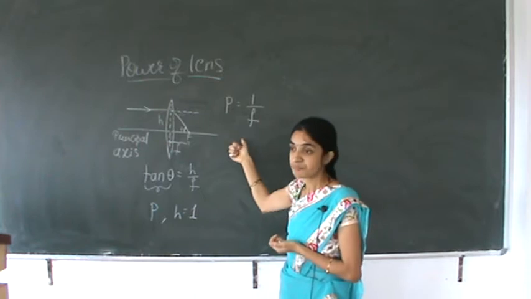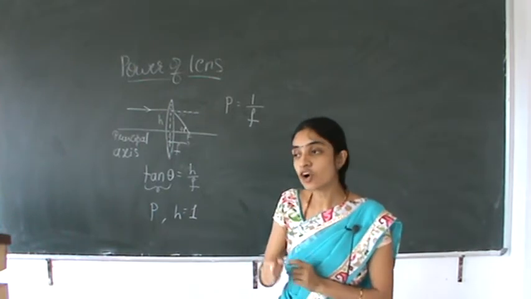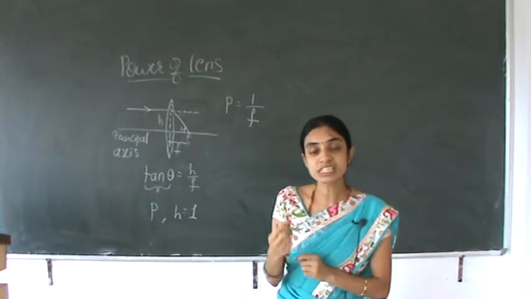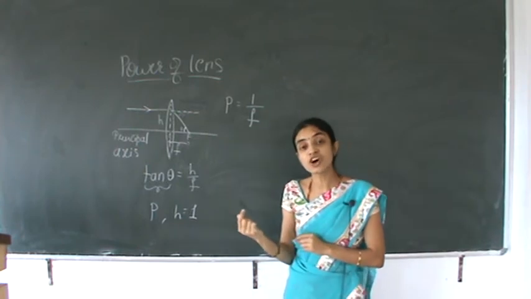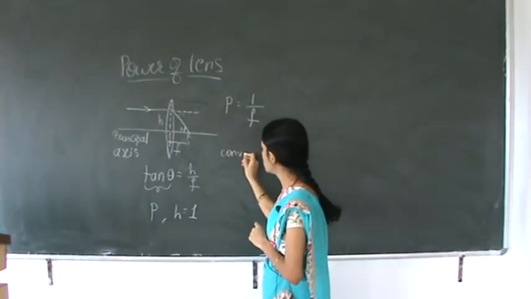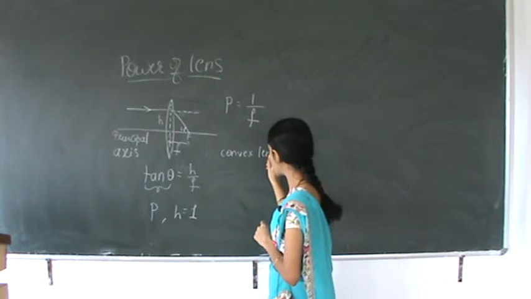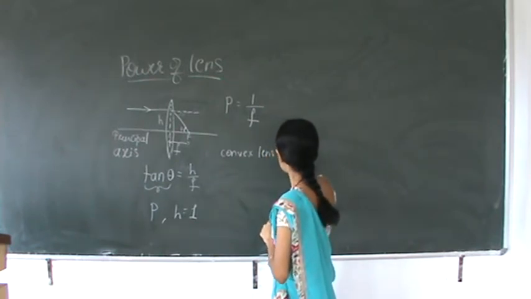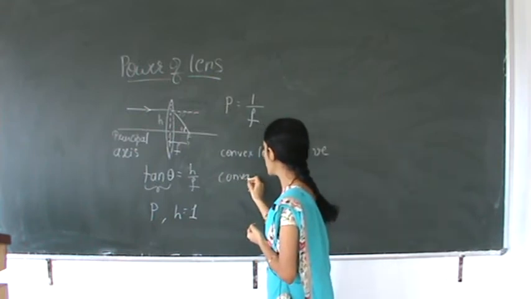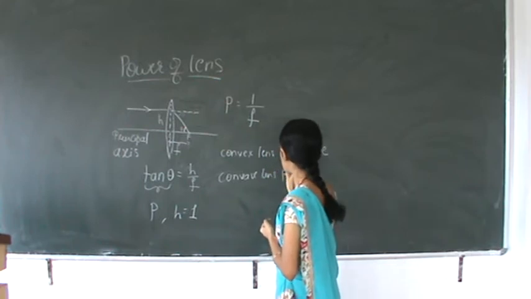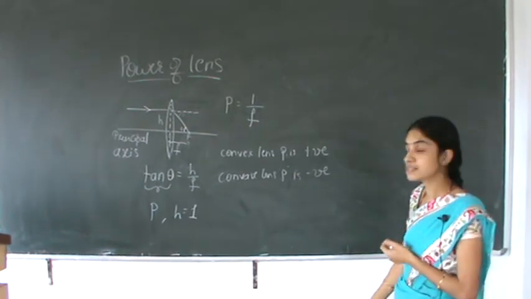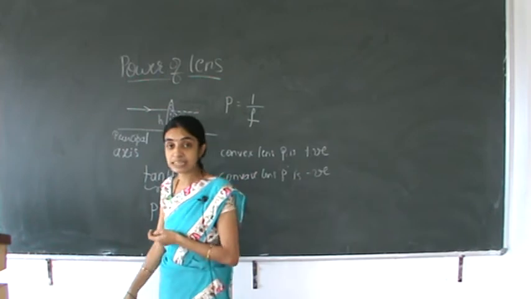We can also classify the lens depending upon the focal length value. For a convex lens, the focal length is positive, whereas in the case of a concave lens, the focal length is negative. Similarly, for a convex lens, power is positive, and for a concave lens, power is negative. You can add this as one more difference.